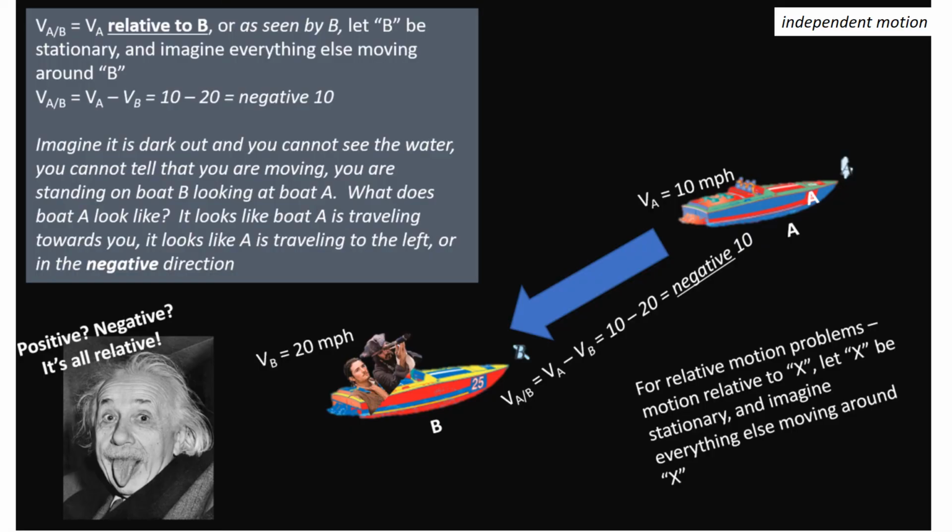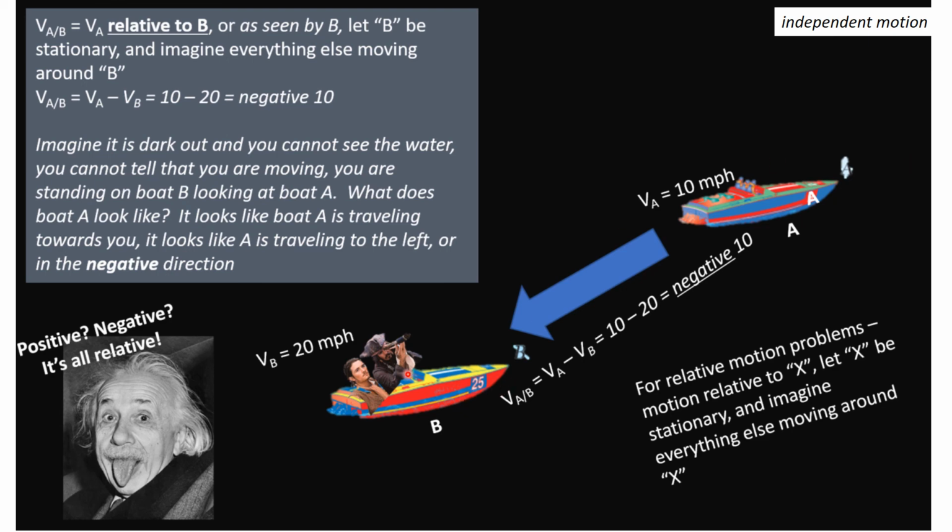And one of the easy ways to do that is to get rid of the water. So we're not thinking of anything relative to the water anymore. Pretend like the water doesn't exist. You can think of it as boats in outer space instead of boats on the water. So you can't see the water anymore, you can't measure your position relative to the water anymore. Now you're just measuring your position. The only other thing you can see is the other boat.